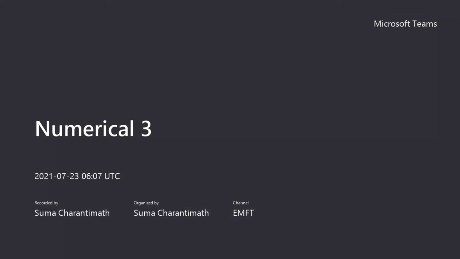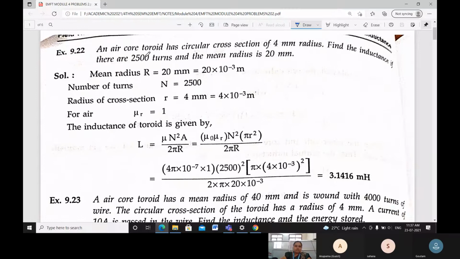Here the first problem. It is given an air core toroid has a circular cross section of 4 millimeter radius. Find the inductance if there are 2500 turns and the mean radius is 20 millimeters. This is the given data. We want to find the inductance value for this. The mean radius is what?